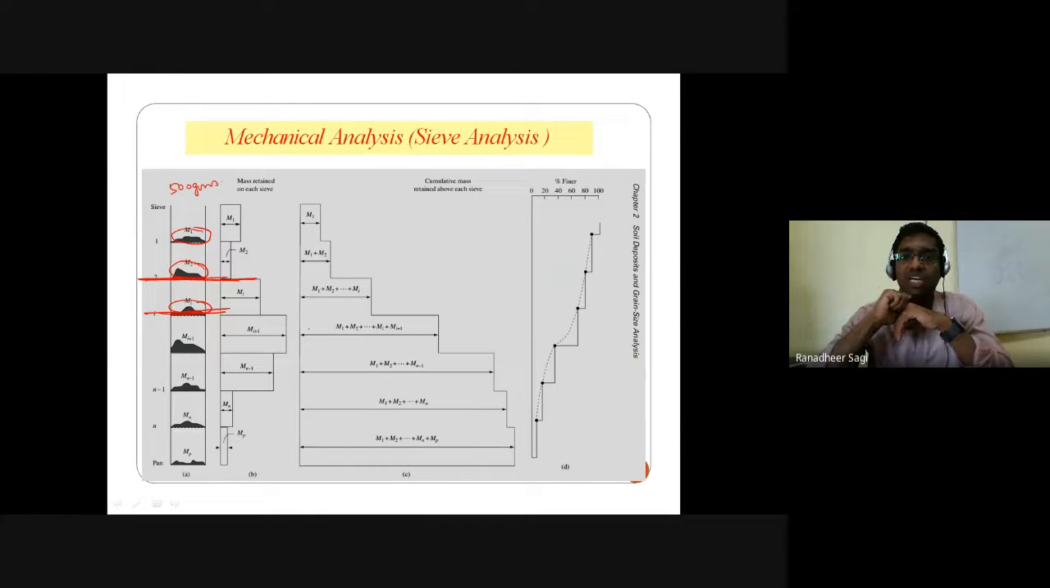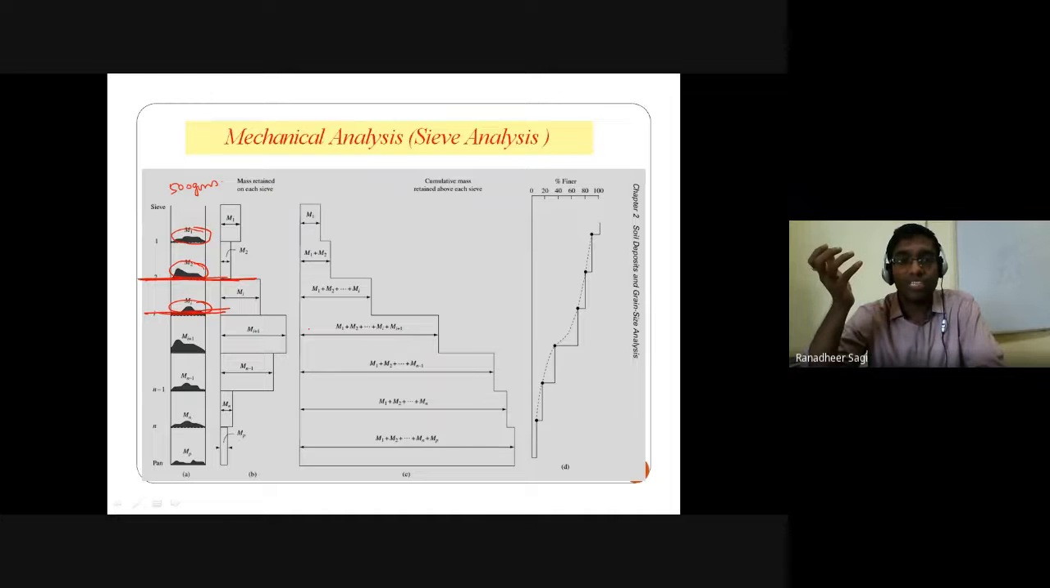Let's say the first sieve I have used is 4.75 mm. So how much percentage of the particles, out of the total 100 percent of the soil grains, are finer than 4.75 mm? How do I get it? It's nothing but 100% of particles minus the percentage of particles which got retained on your first sieve.